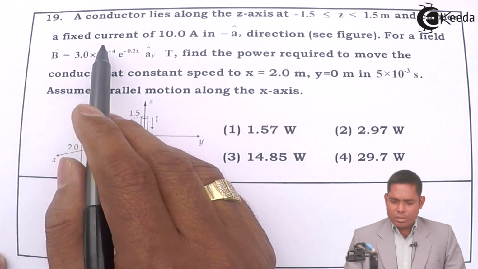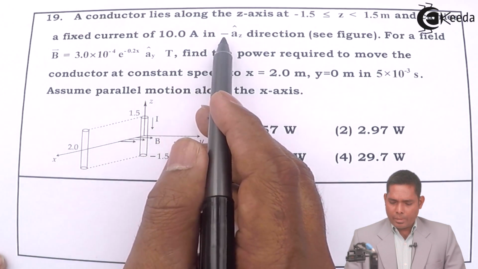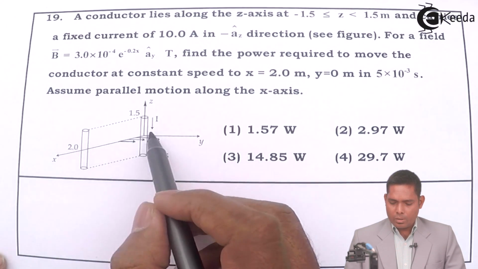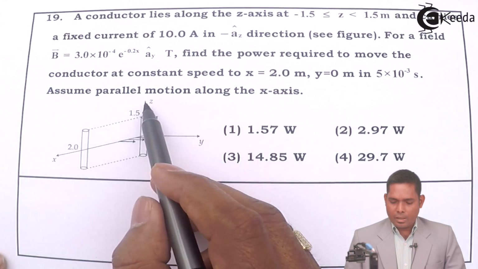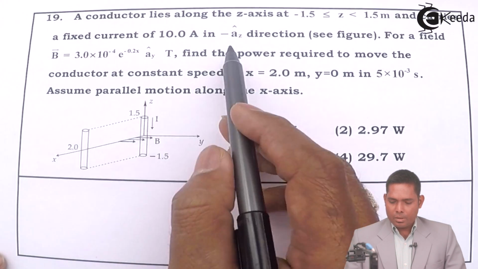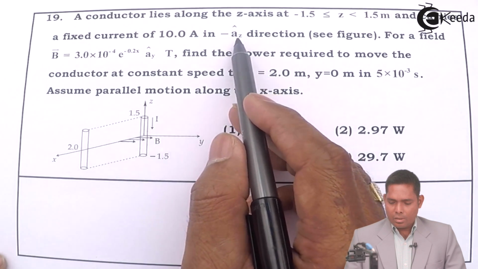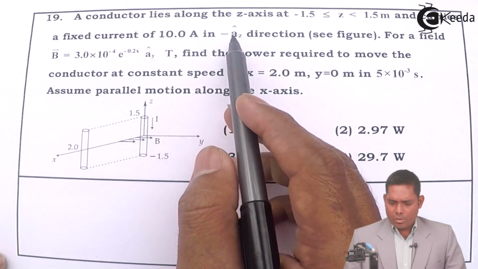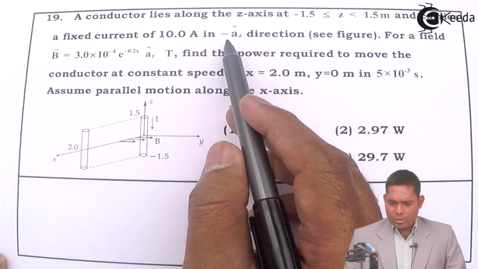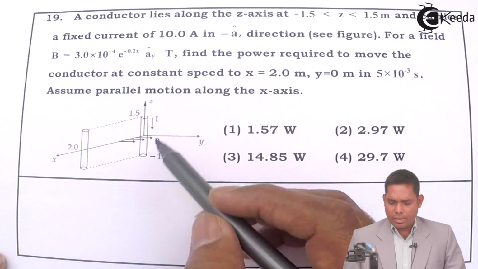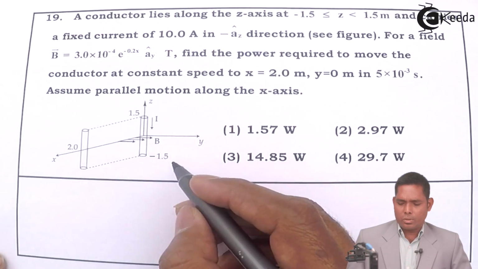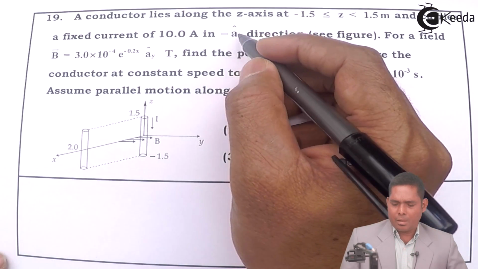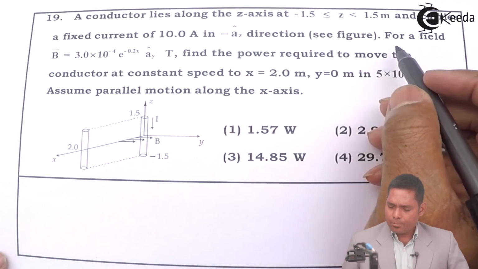And it carries a fixed current of 10 ampere in the minus az direction. So the current is downward, because this is plus k cap, this is minus k cap. So minus az direction, where az is the unit vector along that direction. The direction is taken as az cap, but because it is downward, it is negative. We could have put minus k cap here also, but anyway.